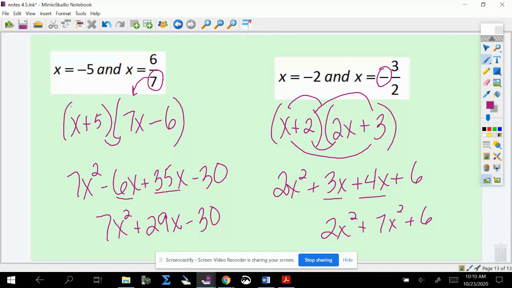So that's the last part of the lesson. Delta Math will give you two roots. I'll just list them. And the directions are to be able to write the factors, FOIL it together, and then type your answer in standard form.